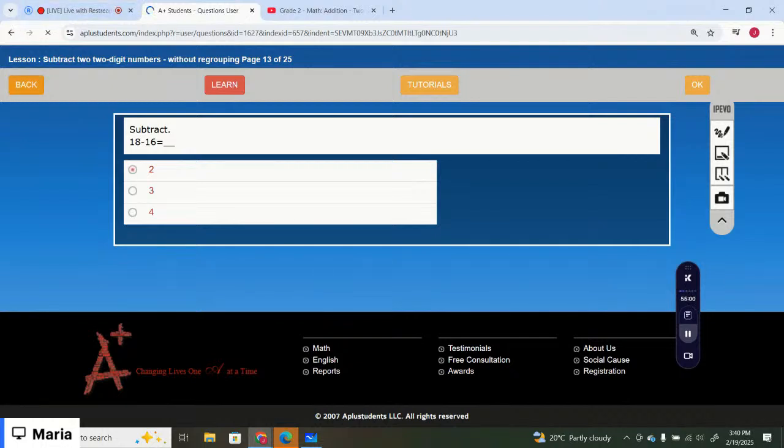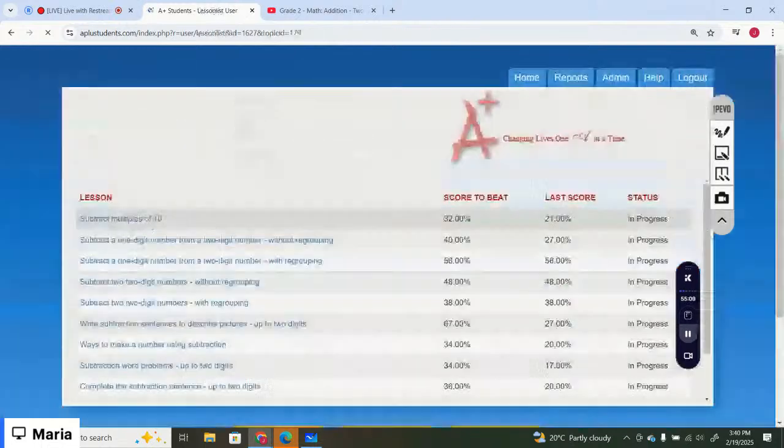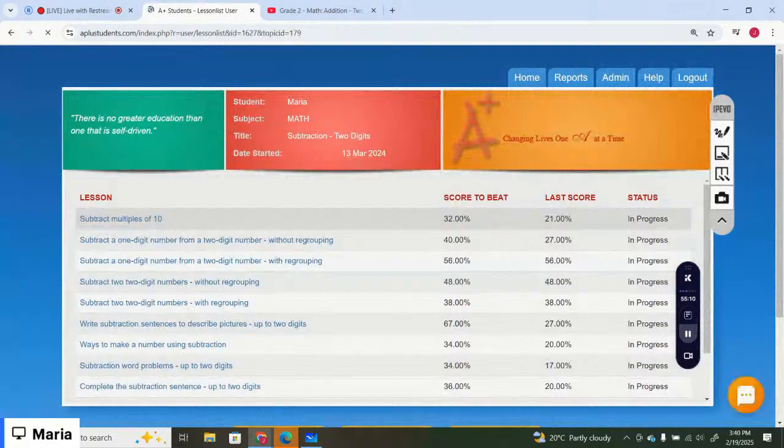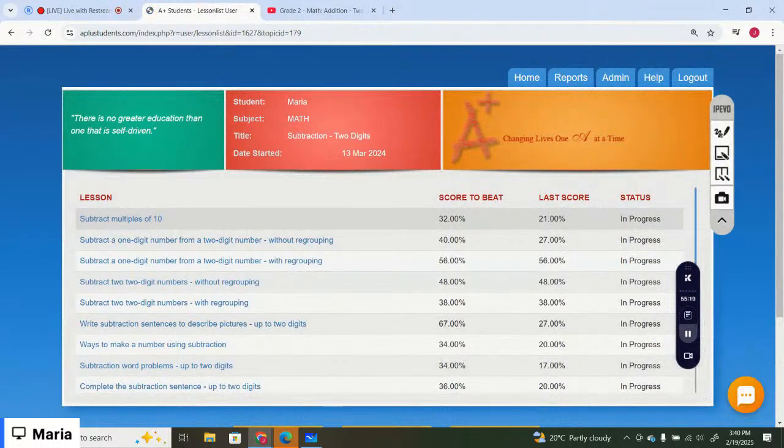Okay, you can complete the lesson by yourself later today. So we were working on grade 2 math. The chapter we were working on is subtract multiples of 10, subtract a one digit number from a two digit number without regrouping, subtract a one digit number from a two digit number with regrouping, and subtract two two digit numbers without regrouping.